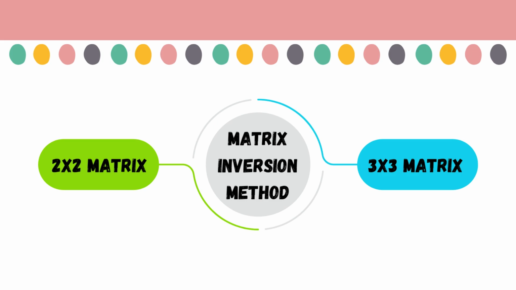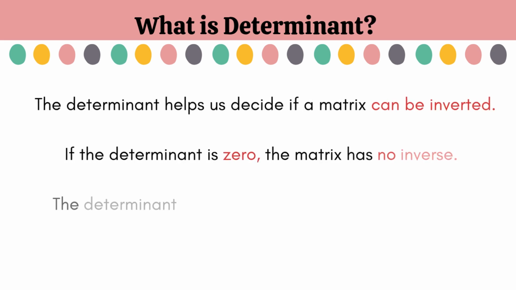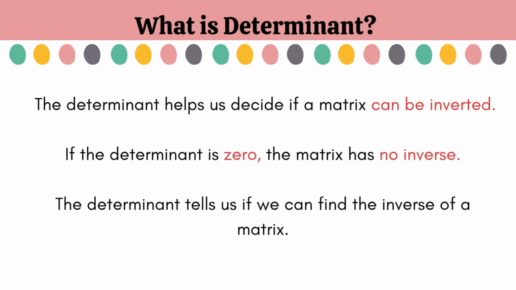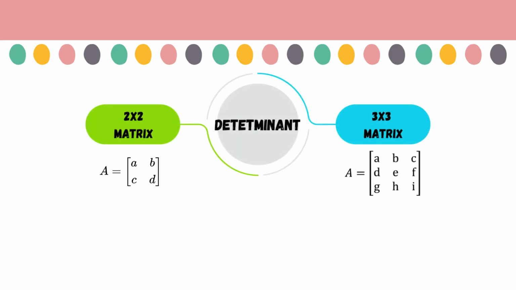Before we start solving for x and y using the matrix inversion method, we must first find the determinant of the matrix. What is the determinant? The determinant helps us decide if a matrix can be inverted or not. If the determinant is 0, the matrix has no inverse. The determinant tells us if we can find the inverse of a matrix. Before we find the inverse of a matrix, we need to calculate the determinant first.